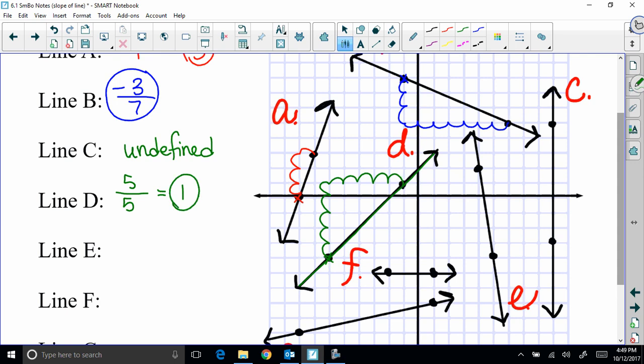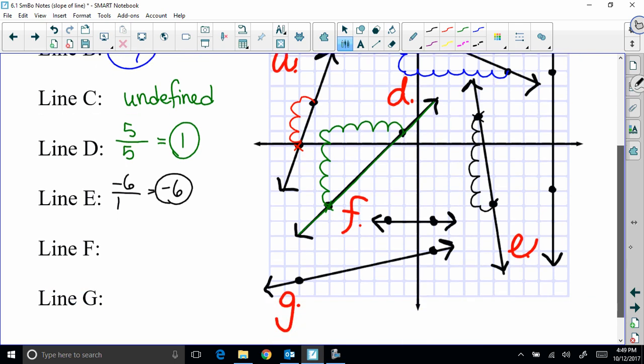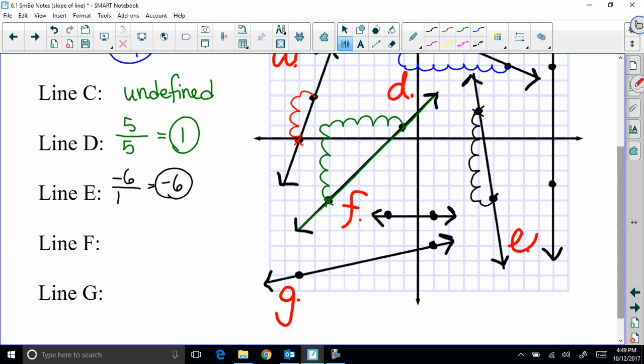Okay, line E. I'm going to start at this point right here, and to get to this point down here, I'm going to have to go down first. So down, 1, 2, 3, 4, 5, 6, and down means -6, and then I would run or go over to the right, 1. And so -6/1 simplifies to just -6. And again, if you look at line E from left to right, it's going downhill, so it should be a negative slope.